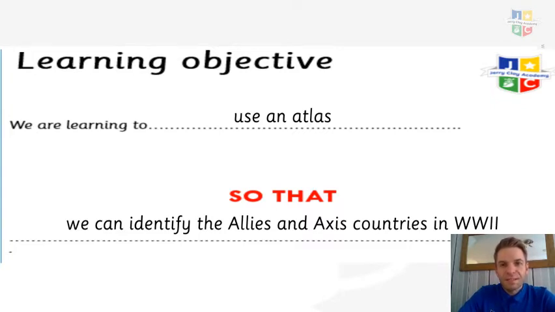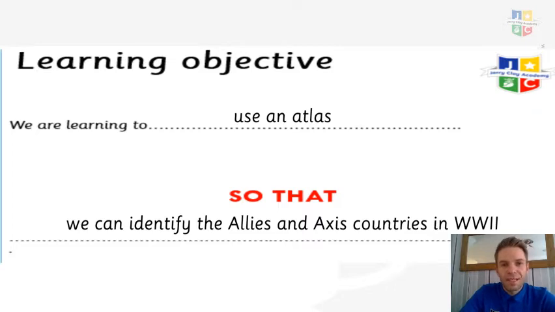For our history lesson today and tomorrow we are going to be looking at something that lots and lots of you have asked about over the last few weeks, so that makes it ideal for us to cover it, which is all about the countries that were involved in World War II and equally the side in which those countries were on. So our learning objective today is that we're learning to use an atlas so that we can identify allies and Axis countries in World War II.